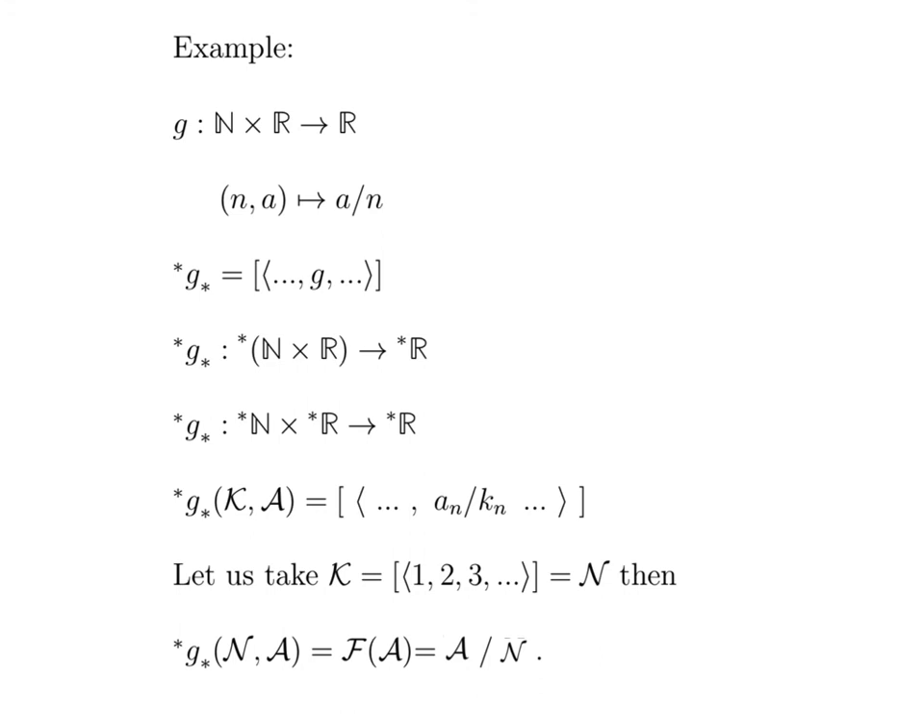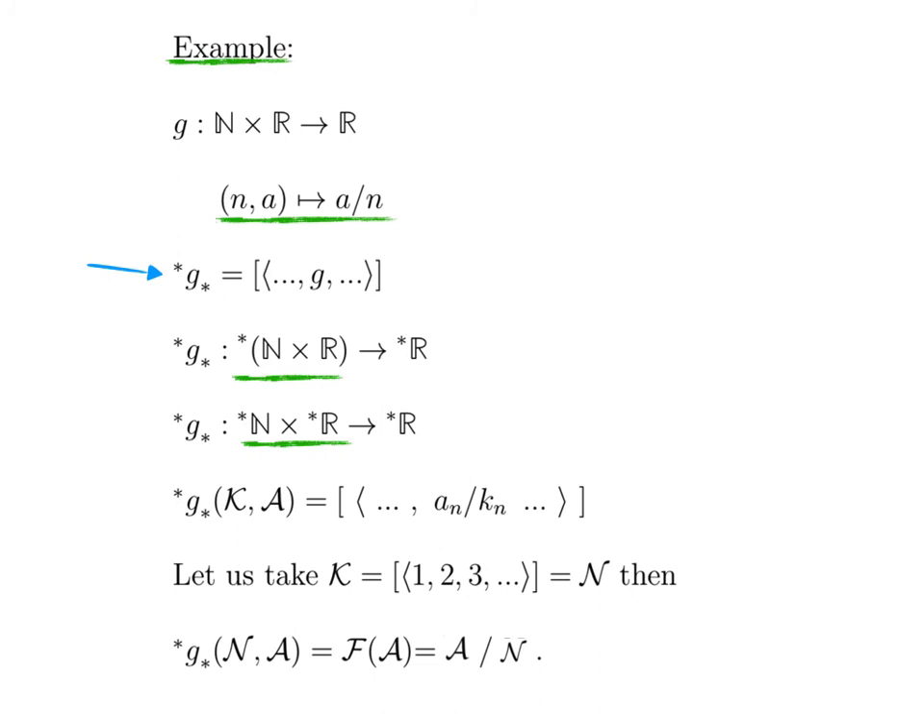We have another example with the function g, which acts on a pair of numbers n and a to give us a over n. This time, let us define the extension of g by building the equivalence class of the constant sequence. This function takes element in the extension of the cross product nr, which we have seen to be in fact the same as the cross product of the extension of the two hypersets.